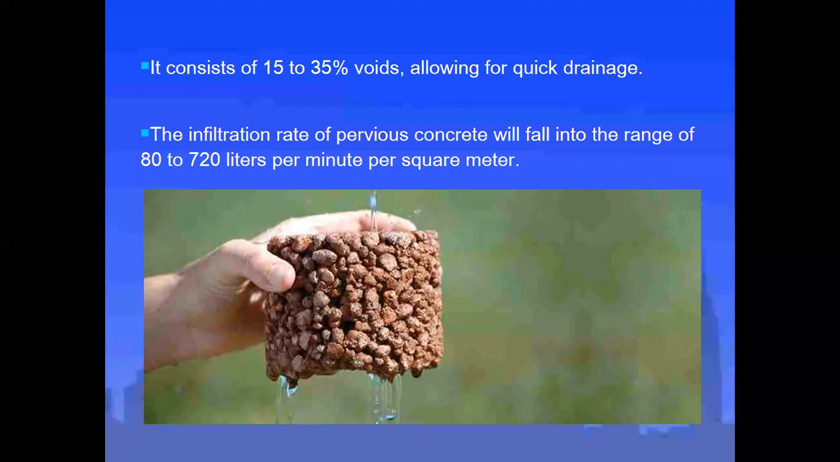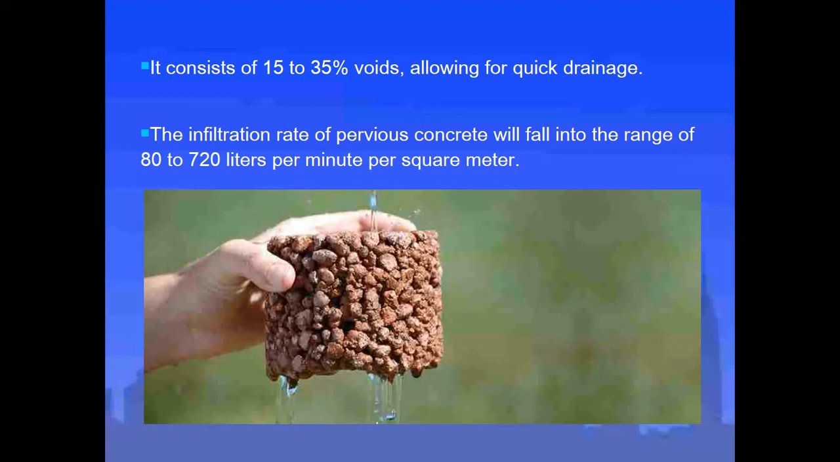We have to provide the voids with the use of coarse aggregates only. This is the main criterion in this part. Only the usage of coarse aggregate ensures that there will be a presence of voids in the concrete. The next part is that the rate of pervious concrete will fall in the range of 80 to 720 liters per minute per square meter. This is the range of how much water is circulating from one side of the concrete to the other side.